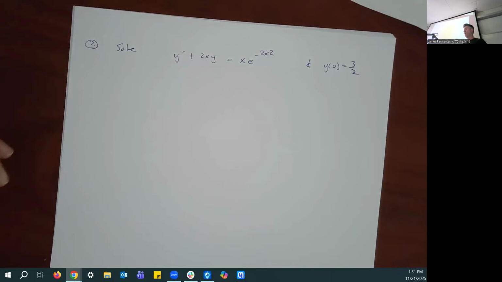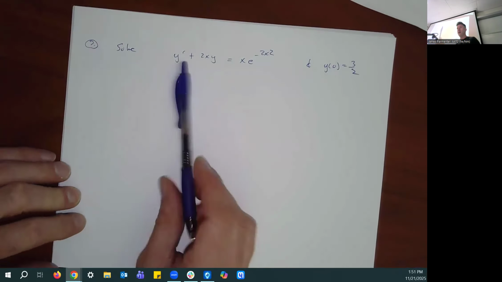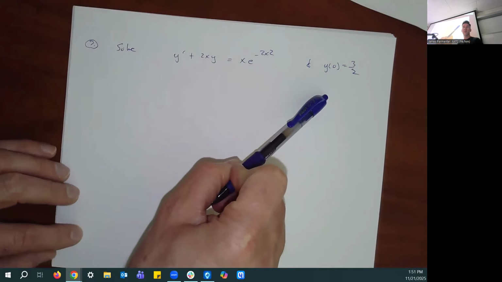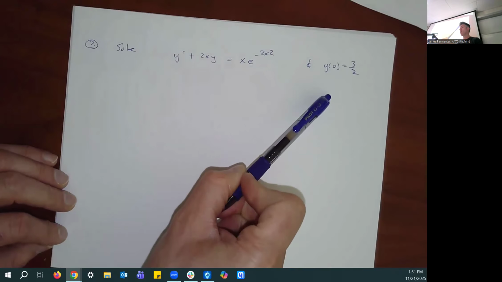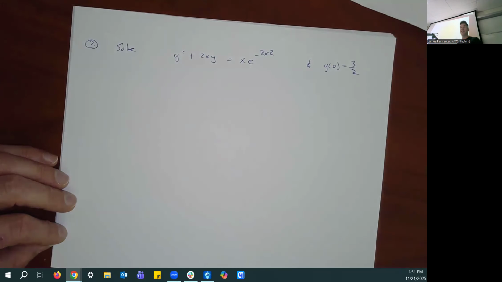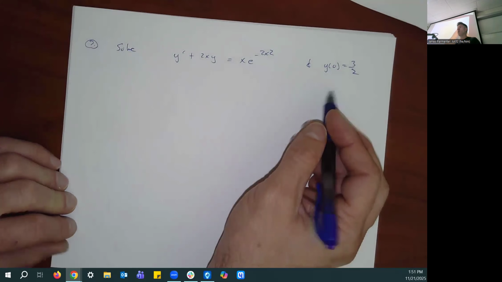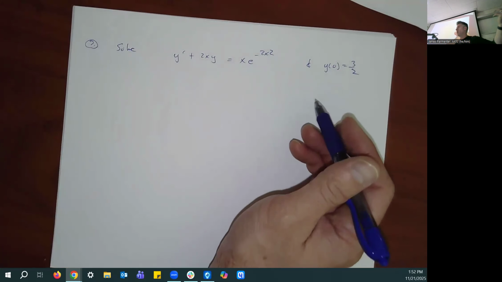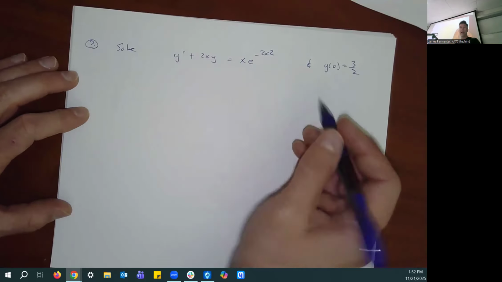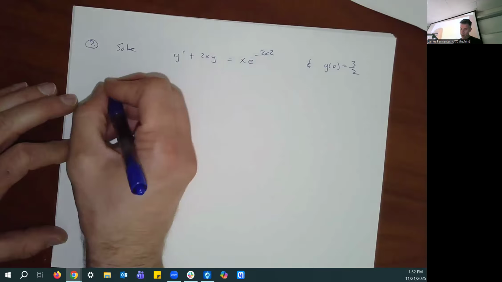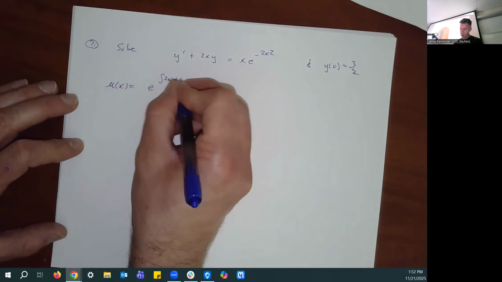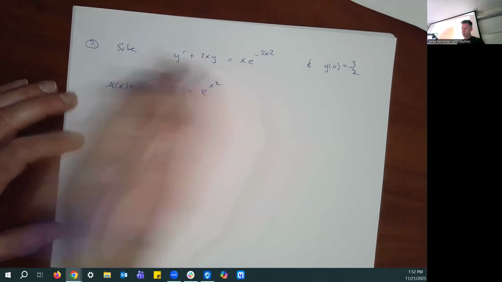Okay, so we're going to solve this in the usual way. What does this piece of information mean you have to do after you've solved it? Right, to solve for your constant c. So if you see an initial condition, it means at the end, you have to solve for the constants. All right, so it's already written in the usual nice way. Great. So our integrating factor is going to be e to the integral of 2x, which is going to be e to the x squared.